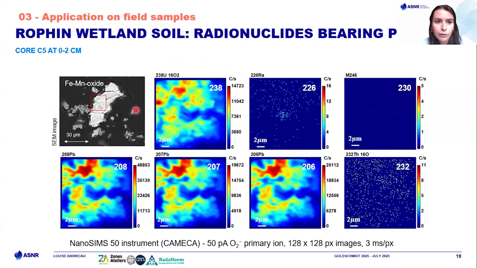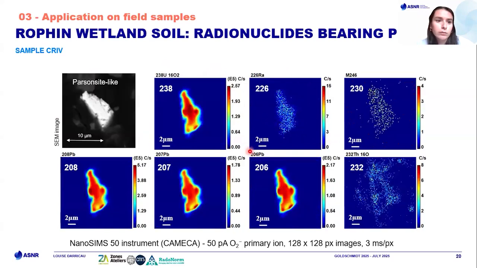Another example here for an iron manganese oxide, we have the uranium, the lead isotopes, thorium here for 230 and 232, and here for radium. And I hope you can see here we have a bit of an accumulation, maybe, of radium in this phase compared to uranium, for example. So it could be really interesting to look at the ratio between radium and uranium in this phase. That could give us a bit of information maybe.